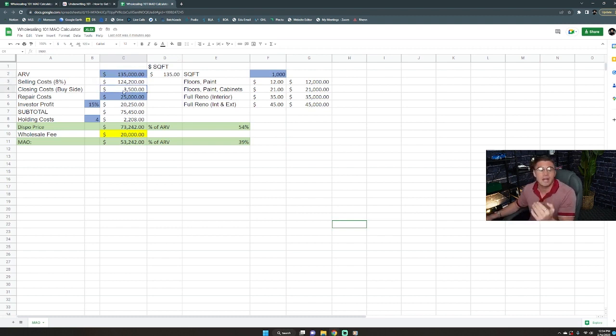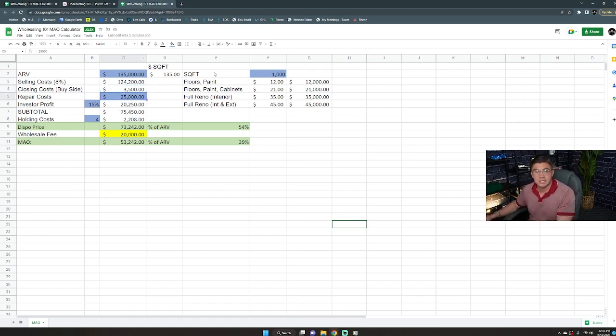Then they're also going to be paying closing costs on the buy side. Remember, guys, we are telling our sellers that we're paying all the fees and commissions. Now, it's not actually us who pays for them. It's going to be the end buyer. So we need to calculate that into their purchase price as well. So again, we know that they're getting a great deal.